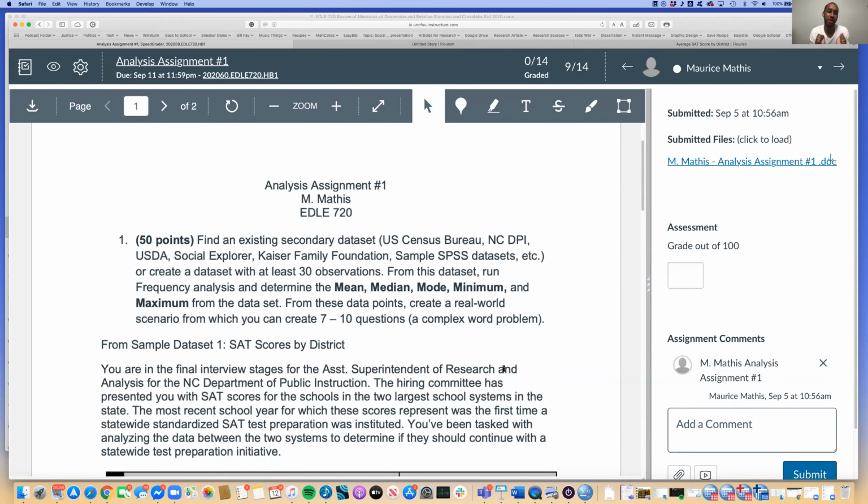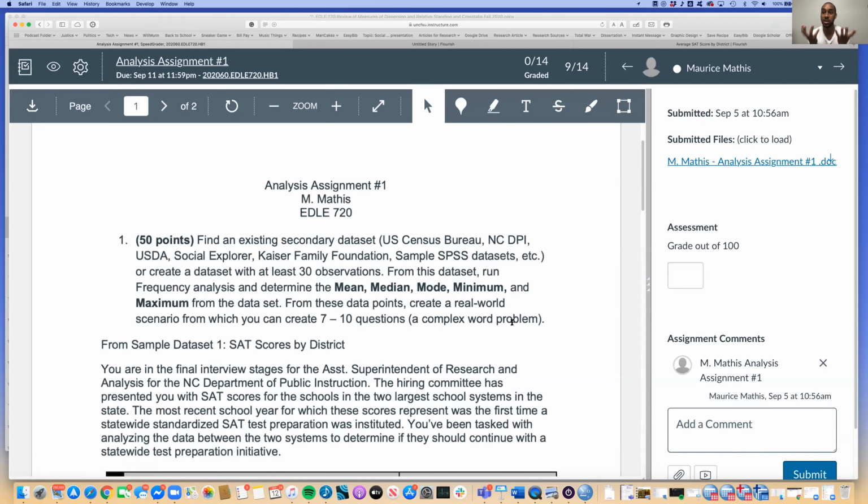You are in the final interview stages for the Assistant Superintendent of Research and Analysis for NCDPI. The hiring committee has presented you with SAT scores for the schools in the two largest school systems of the state. The most recent school year represented was the first time a statewide standardized SAT test preparation was instituted. You've been tasked with analyzing the data between the two systems to determine if they should continue with the statewide test preparation initiative.